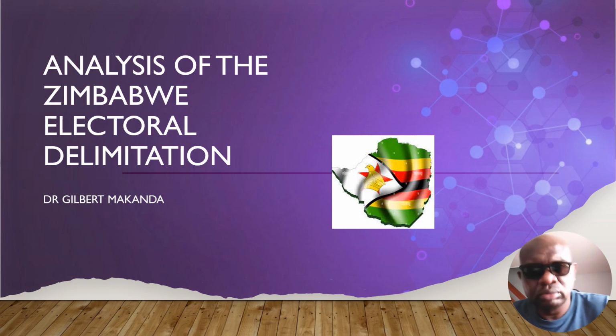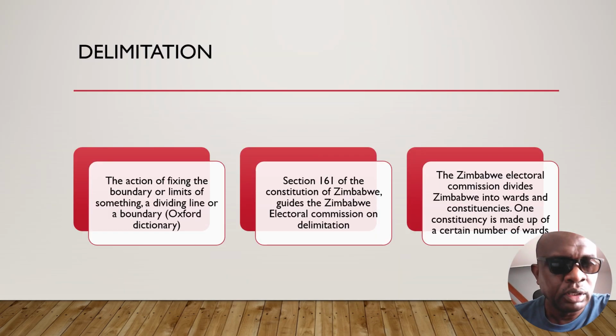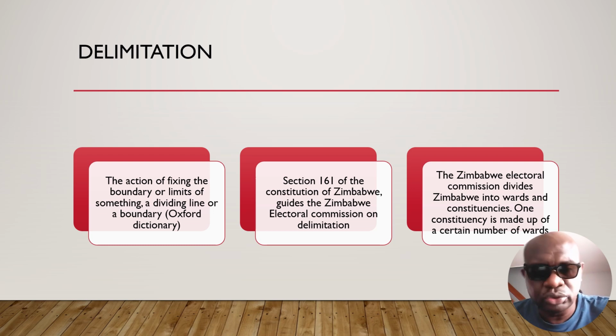Morning to you all. Today, I want to make a small presentation on the analysis of the Zimbabwe electoral delimitation report. I'll start with the definition of delimitation. This is the action of fixing the boundary or limits of something, or dividing a line or a boundary, according to the Oxford Dictionary.